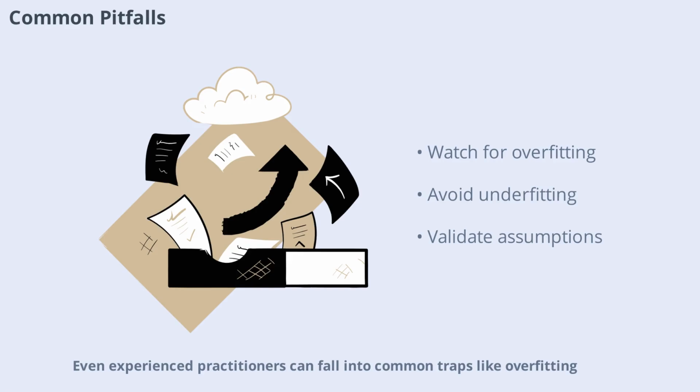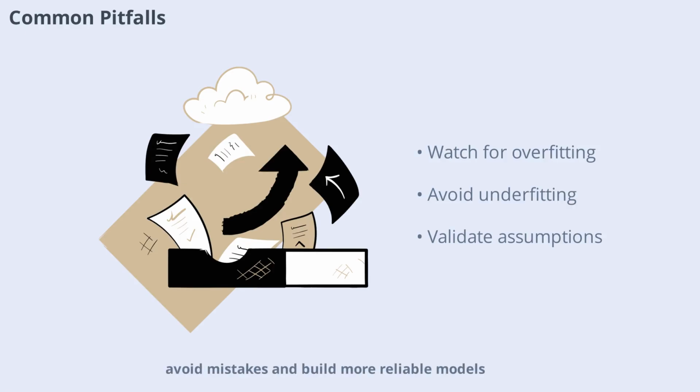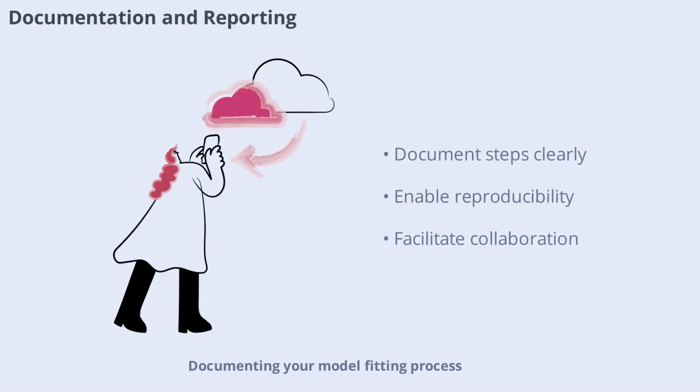Even experienced practitioners can fall into common traps like overfitting, underfitting, or misinterpreting results. Being aware of these pitfalls helps you avoid mistakes and build more reliable models. Always validate your assumptions and double-check your work. Documenting your model fitting process is essential for reproducibility and collaboration. Clear reports help others understand your decisions, replicate your results, and build on your work. Good documentation is a hallmark of professional data science practice.